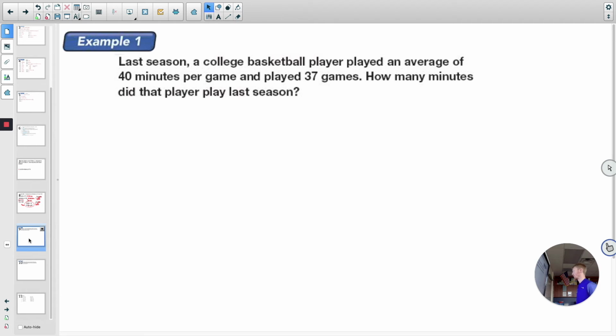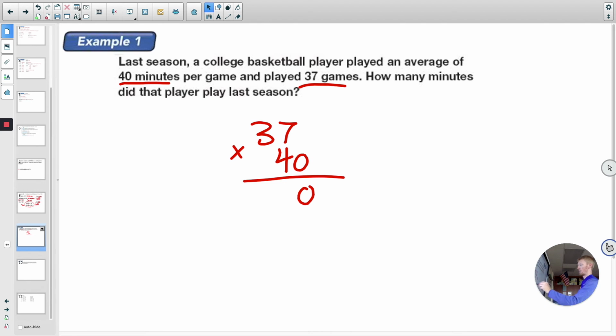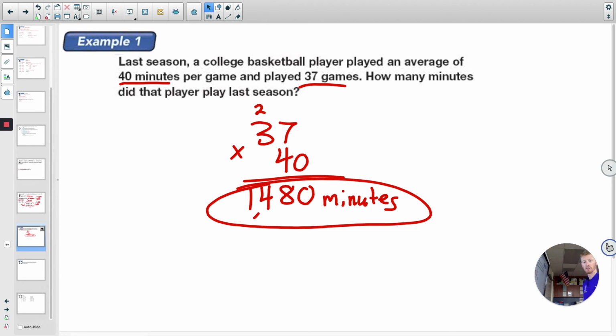Okay, so here's a few more examples. It says last season a college basketball player had played an average of 40 minutes per game and played 37 games. How many minutes did that player play last season? So you have 37 games and 40 minutes per game. So we have 37 times 40, like that, with the 0 hanging off to the right. And then you just drop the 0 down right away and then multiply everything by 4. 4 times 7 is 28. 4 times 3 is 12, plus 2 is 14. So that many: 1,480 minutes. Remember to circle your answers.